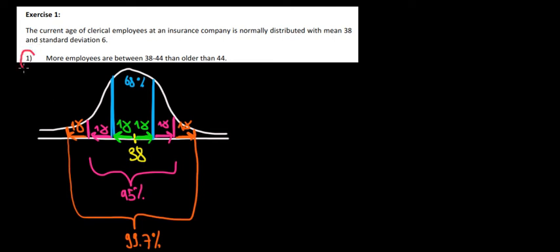Let's have a look at question 1 in this video. So we have the age of employees at an insurance company, which is normally distributed with a mean of 38 and a standard deviation of 6. Now, more employees are between the age of 38 to 44 than older than 44. Let's see if that's true or false.